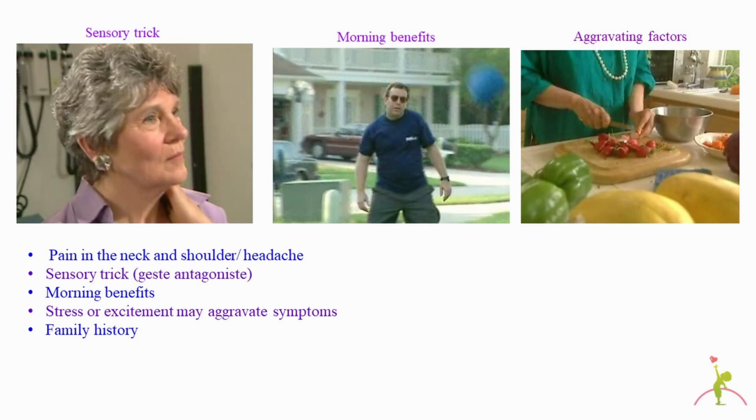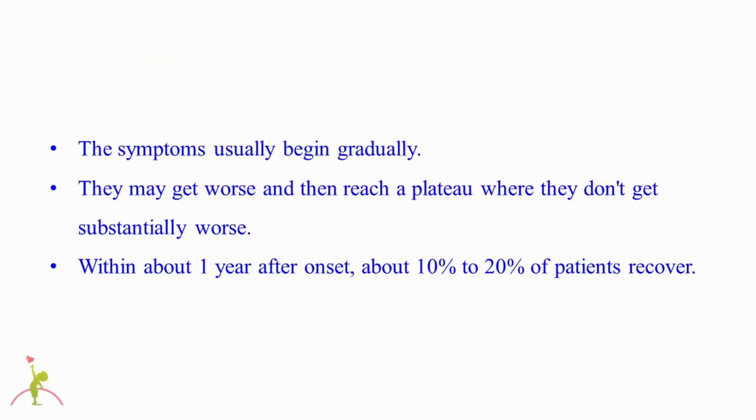Some people experience a sensory trick, where sensory stimulation such as touching the neck or shoulder can ameliorate cervical dystonia. Some patients often discover some improvement early in the morning, called morning benefits. Many patients experience that stress or excitement may aggravate symptoms of cervical dystonia. The symptoms usually begin gradually. They may get worse over time and then reach a plateau where they don't get substantially worse. Within about 1 year after onset, about 10% to 20% of patients recover.